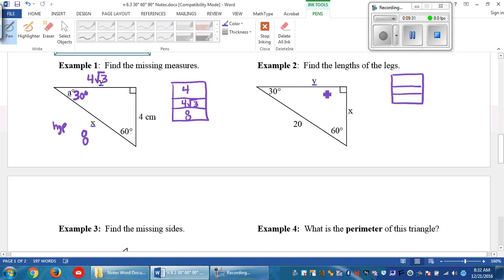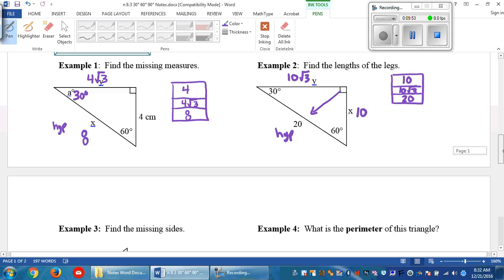Our chart again. So we got the 30, 60, 90. We see it. What do we have? We have the 90 side, which is the hypotenuse. That's 20. Knowing our pattern, this is the 10 side, which makes this 10 root 3. So the 30 side is the 10. That's x. This side is 10 root 3.